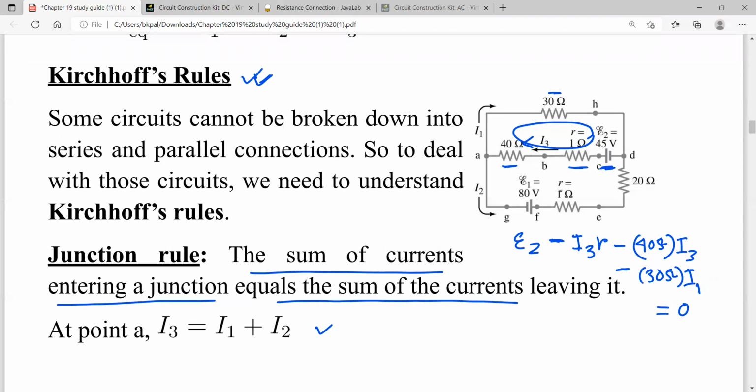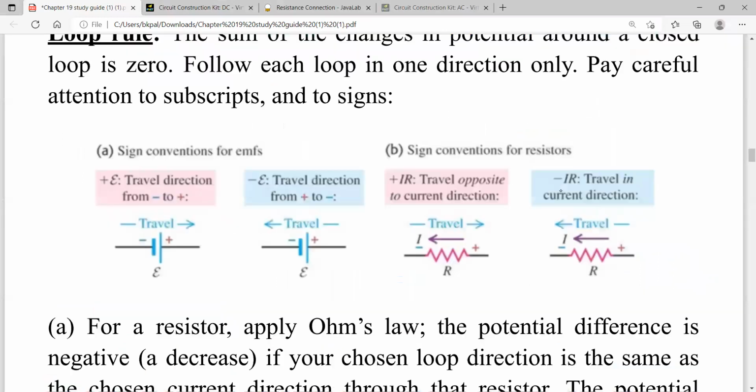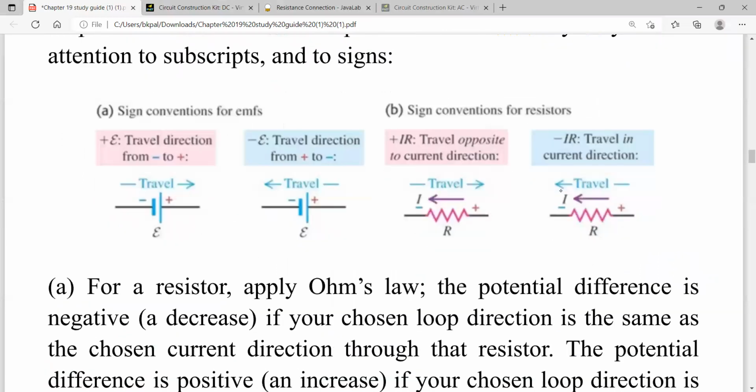Now the rule for positive and negative signs. If the direction of my walkthrough, my travel, is from negative to positive, that is, from the negative terminal of the battery to the positive terminal, then I have to use a positive sign. If I go in the opposite direction, from positive to negative, then I have to use a negative sign in the loop equation. That is for the battery or the EMF.